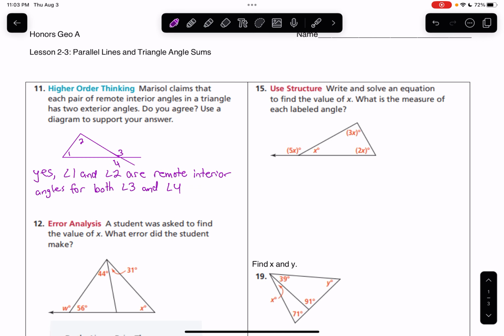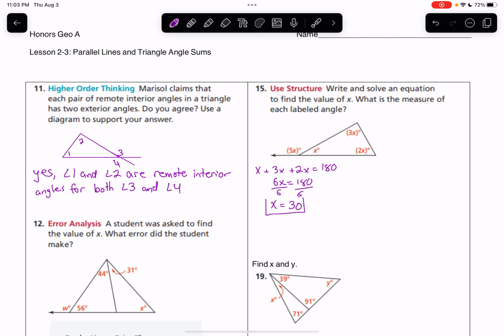Number 15, write and solve an equation to find the value of x. What is the measure of each labeled angle? Well, one way we could think about this is we know that the sum of the angles in a triangle is 180. So we could write x plus 3x plus 2x equals 180, although there's a lot of ways to solve this. So that's 6x equals 180, divide by 6, and we get x is equal to 30. So that's part of our answer. So let's find the value of x. We did that.